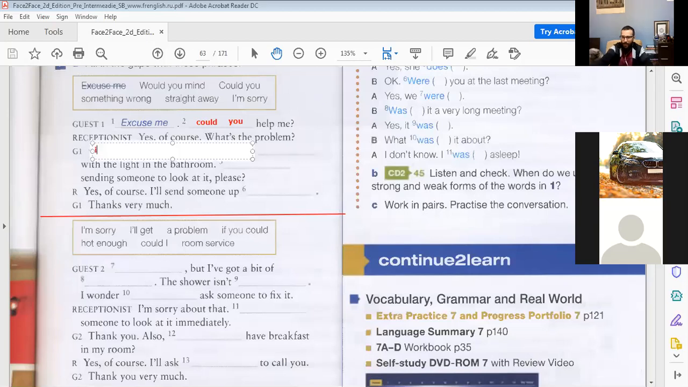Okay, let me just write the answer. You said, I'm sorry, but I think there's... what's your answer, Samiha? I think there's something wrong with the light. Something wrong with the light in the bathroom. And then number five, what did you answer? Would you mind sending someone? Okay, and the receptionist, what's your solution to her problem?